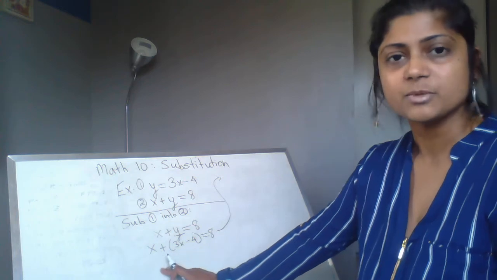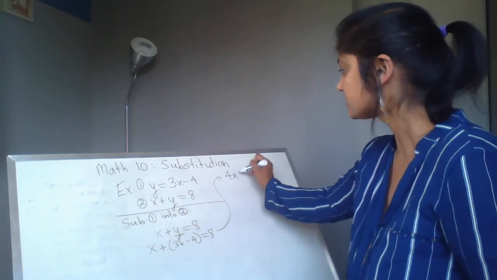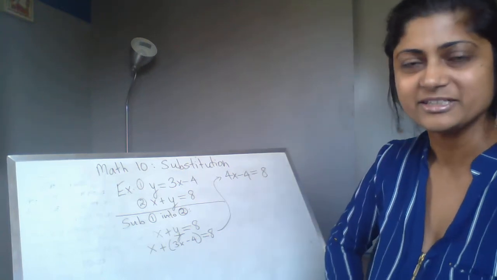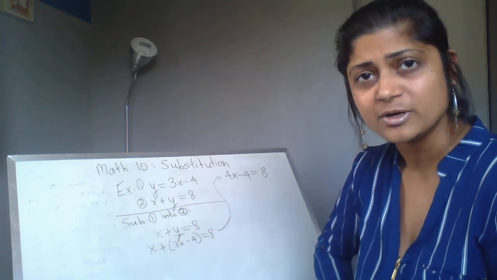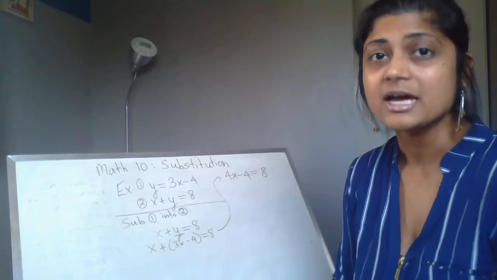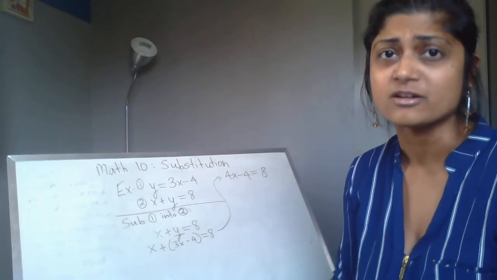If you look at the bottom here, I have x plus 3x, 4x minus 4 equals 8. So I can see that this is a simple equation now. Equations were covered last year in grade 9. And if you're having some trouble, make sure you're doing some practice questions to reinforce the concept.